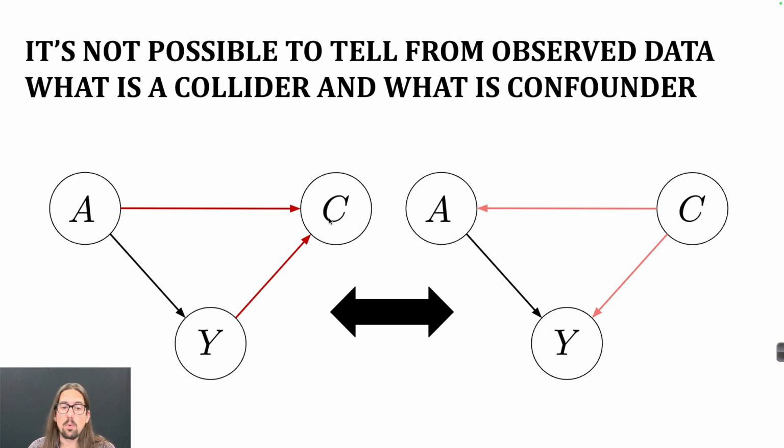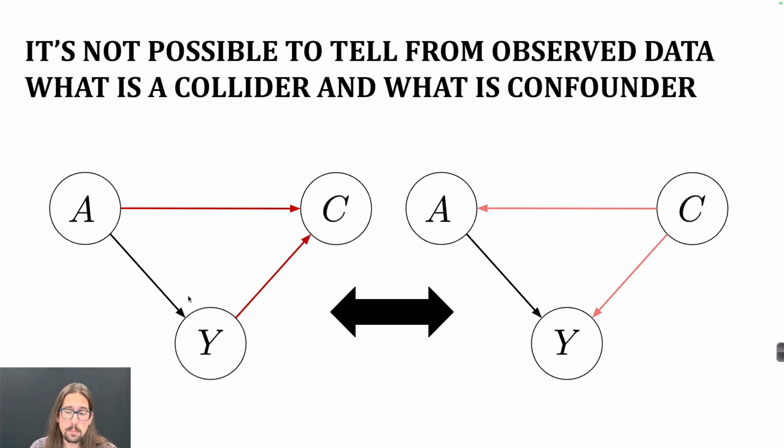You may ask, isn't there some kind of test that I can do to see whether something is a collider or not? Because yes, something happened after the treatment and after the exposure, but does that necessarily mean it's a collider? Maybe it was only affected by treatment or only affected by exposure, and then it wouldn't be on a path between the two. But there's literally no way to tell from data alone what is a collider and what is a confounder.